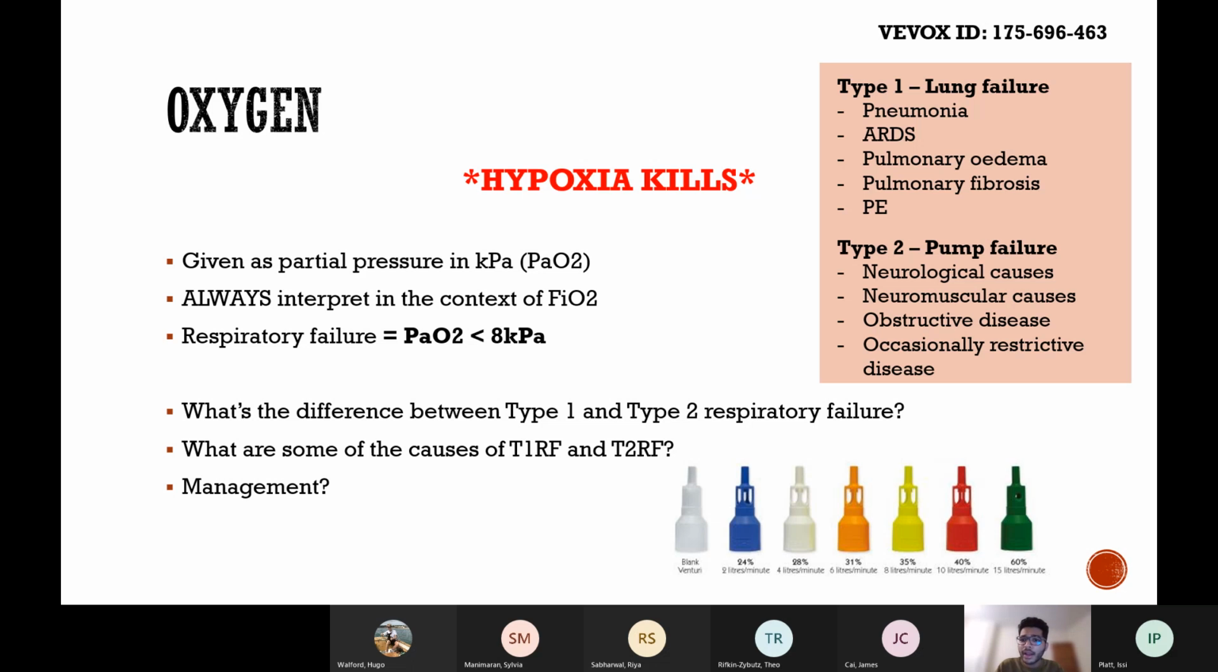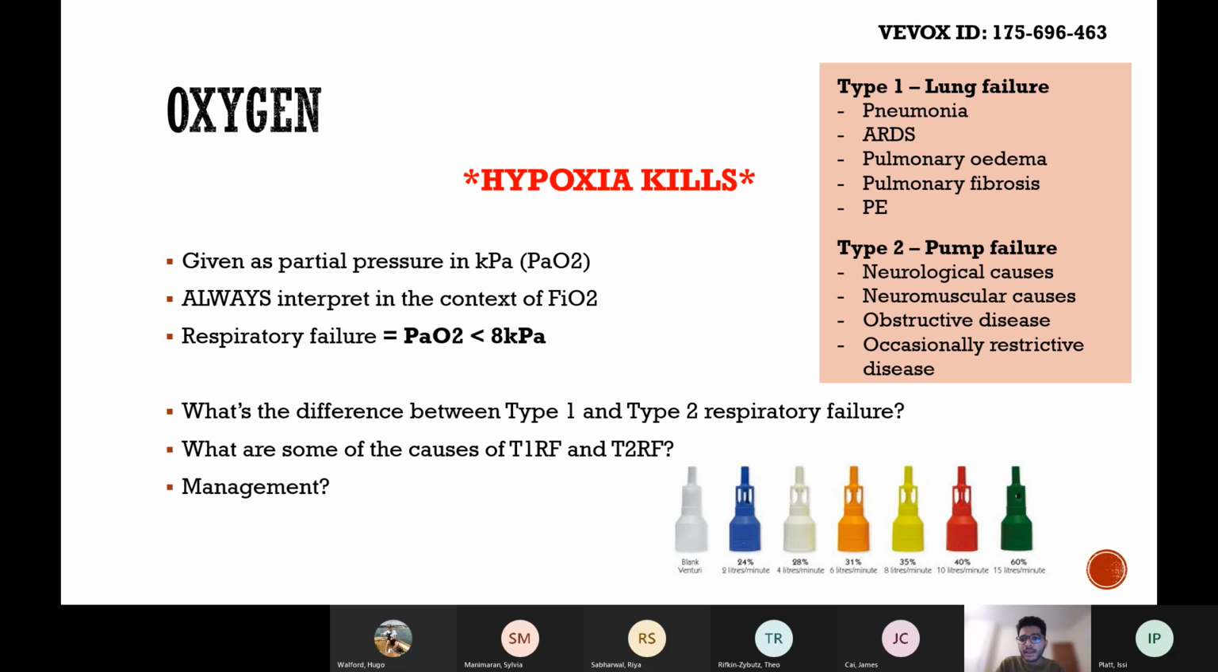Neuromuscular causes, so things like motor neurone disease. Actually, that's a neurological cause. So neurological causes like motor neurone disease, neuromuscular causes like myasthenia gravis. If somebody has an issue with their neuromuscular junction and their muscles of respiration can't contract, therefore they can't blow off that carbon dioxide.